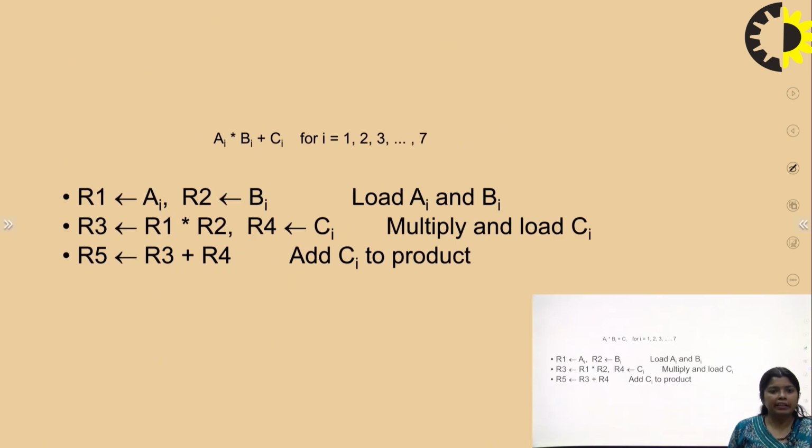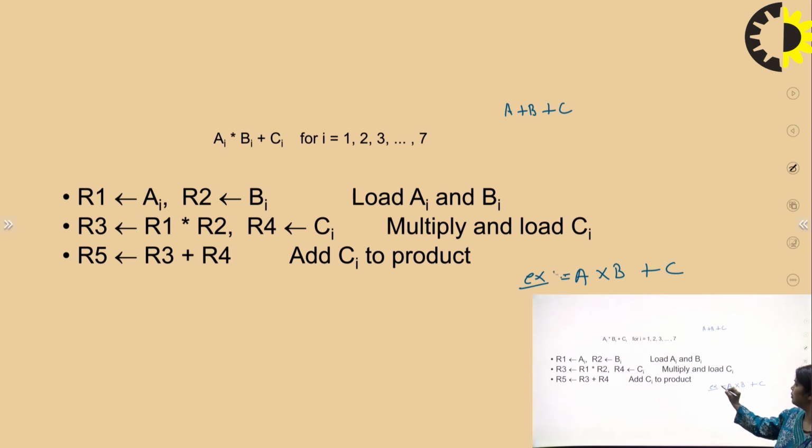Now, let's take an example. Suppose we have A plus B plus C, or rather, let's take A into B plus C. Three values are there, and the result is stored somewhere else, suppose in Y. So in A into B plus C, there are three operands, A, B and C, and two opcodes: the first is multiplication, and the plus is addition.